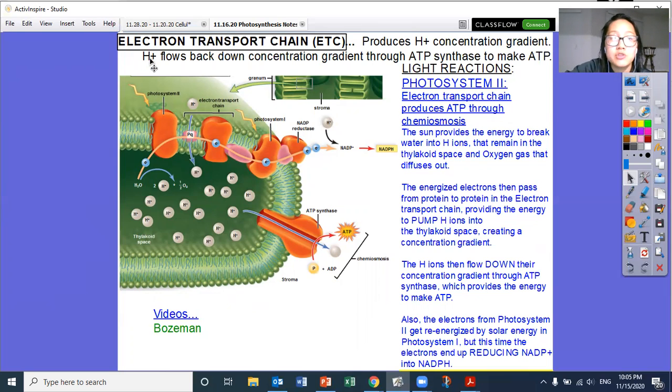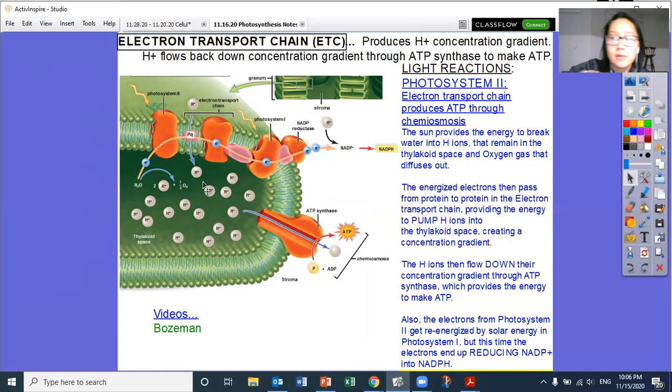And as these hydrogen protons flow back down the concentration gradient, so they're going from the high to the low, they're going to do it through an enzyme called ATP synthase right here. So as you can see on the inside of the thylakoid, there are a lot of protons. And it's not really a sustainable thing because the membrane is semi-permeable, right?